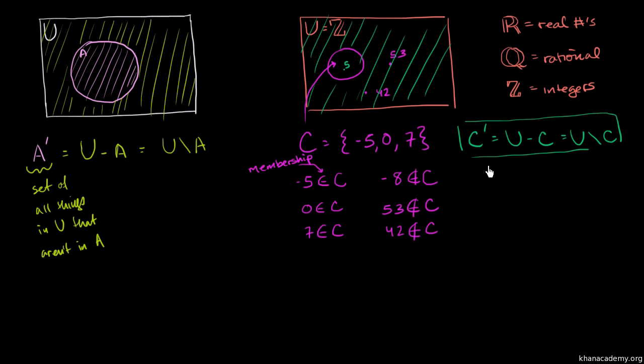And now all of a sudden we know that negative 5, it was a member of C, so it can't be a member of C complement. So negative 5 is not a member of C complement. 0 is not a member of C complement. 0 sits in C, not in C complement. I could say 53 is a member of C complement. It's outside of C. It's in the universe, but outside of C. 42 is a member of C complement. So anyway, hopefully that helps clear things up a little bit.